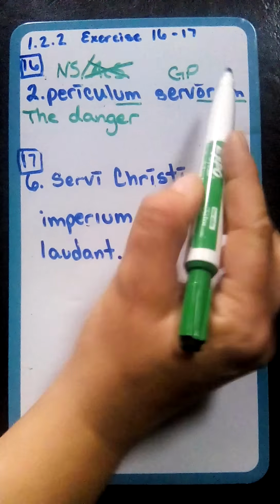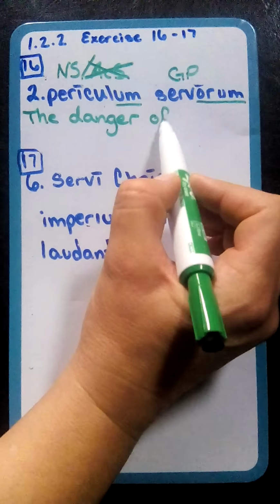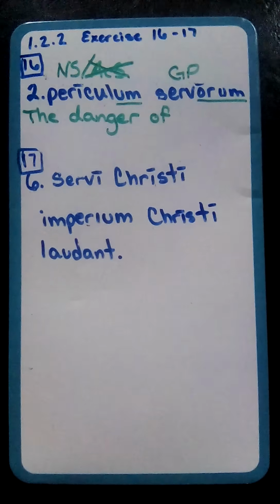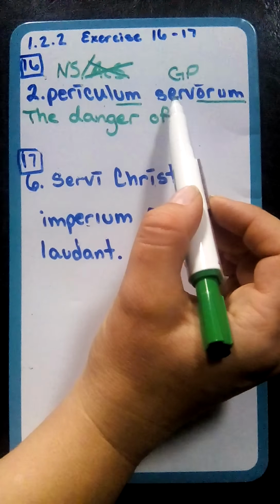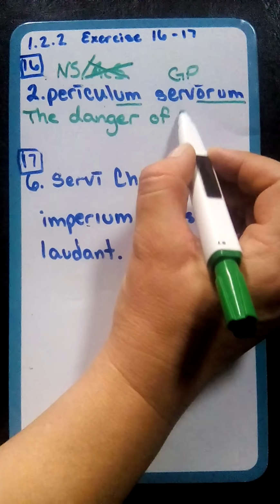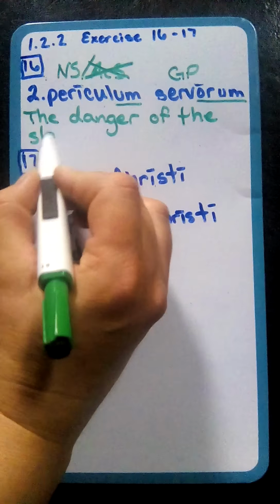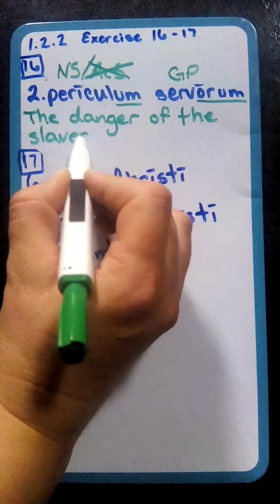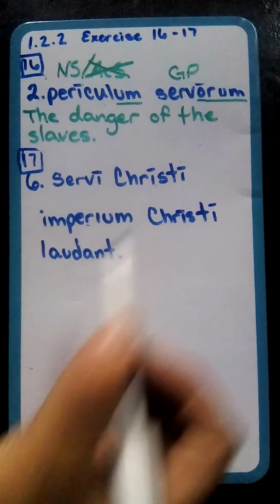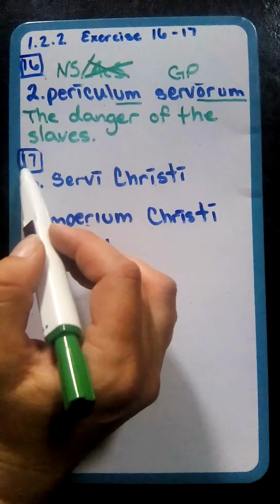And then genitive tells us it's of. So of what? Servorum would be the servant or slave. Oh, plural though, so servants or slaves. So I'm going to say the slaves. So the danger of the slaves. You could also say the danger of the servants. Either one is correct. Now moving on to number 7.